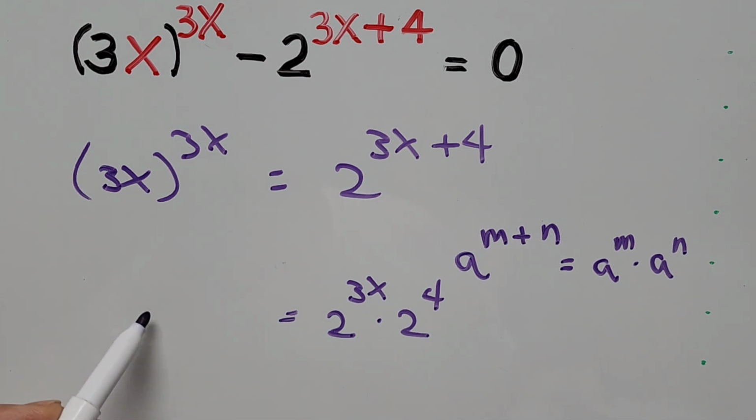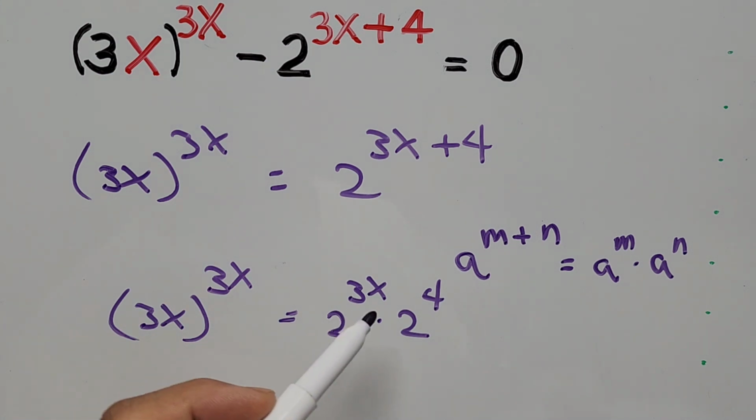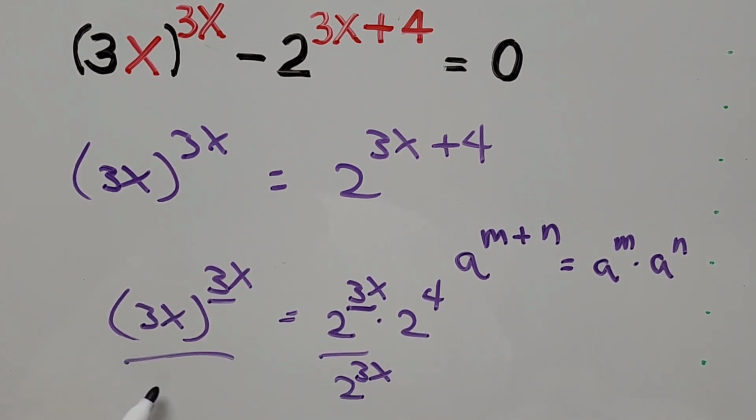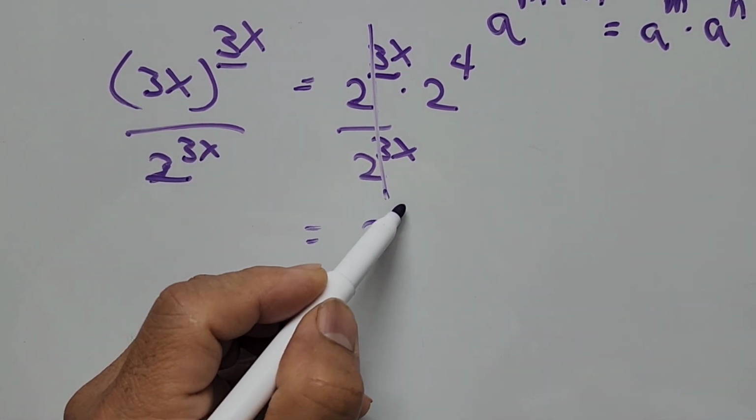The left hand side stays the same, 3x to the power of 3x. We have exponent 3x over here, and the right hand side has 3x as exponent too. So the next step will be dividing the whole equation by 2 to the power of 3x, moving all the variables to the left hand side of the equation. On the right hand side this cancels, so we have 2 to the power of 4.